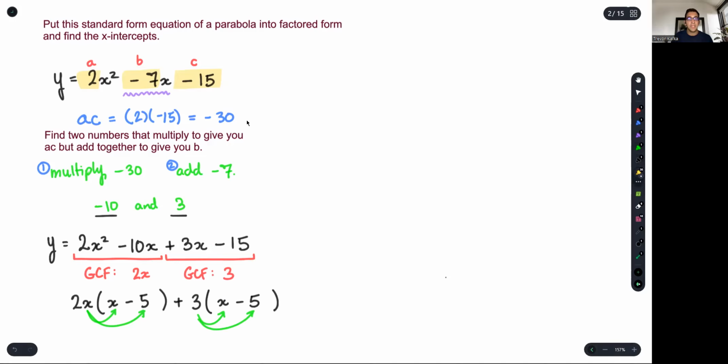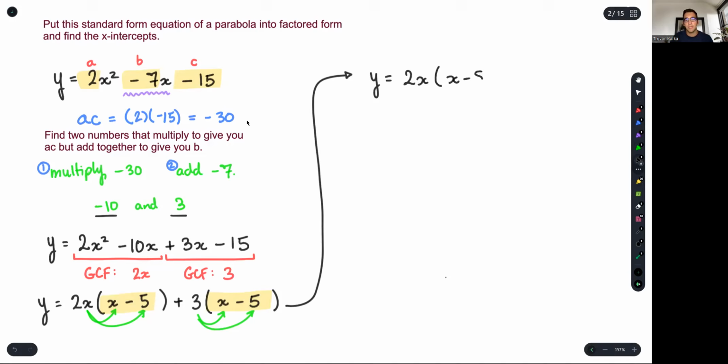The magic of the technique that we did up here is that whatever we get in these parentheses will always match. If they don't match, we did something wrong. They do match though, so now we can continue a little bit and factor even further. So I'm going to move this now up here. We should have a y here as well. So I'm just going to recopy this down. y equals 2x, parentheses, x minus 5, plus 3, parentheses, x minus 5.